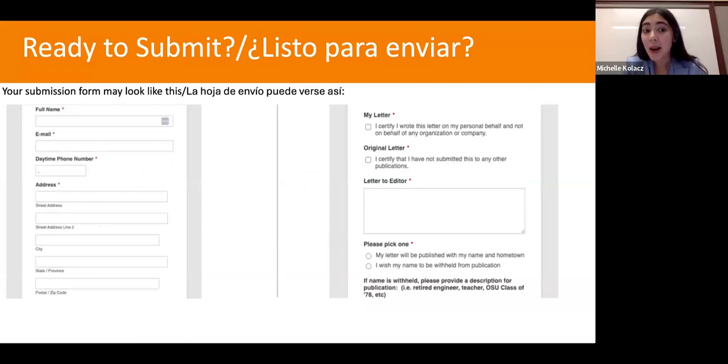Your submission form might look something like this. Again, this is one example of many. This particular one has a form and you put in your information, you submit your letter, and you will see that most often they'll ask for your phone number and address. This is often because newspapers want to make sure that you are actually who you say you are and you have submitted the letter. And so oftentimes they will reach out to people to confirm, just make sure that you are you and that you wrote it and it's not someone else pretending to be you.